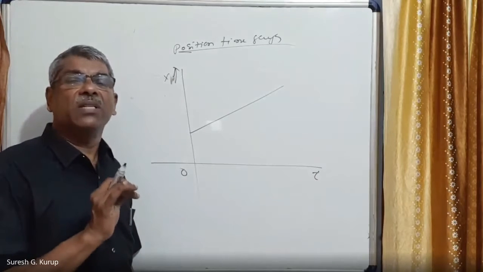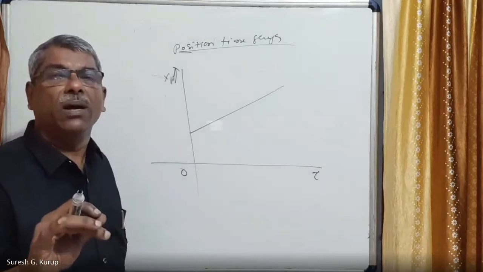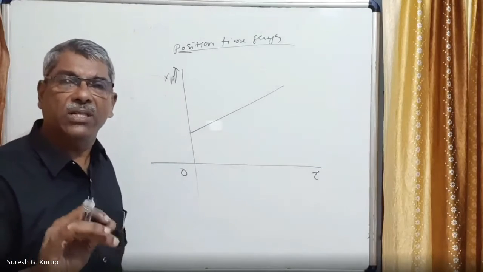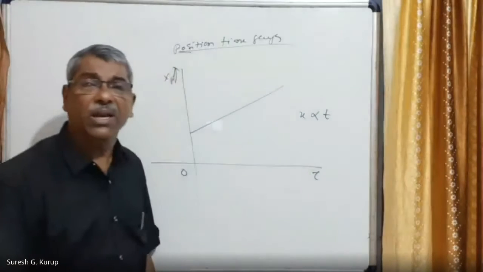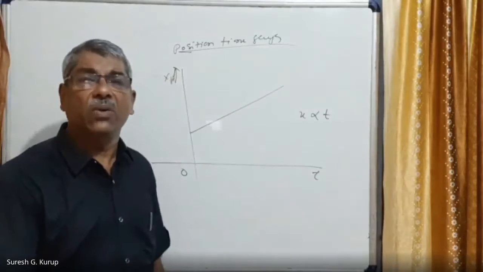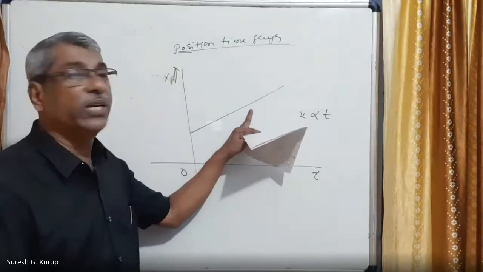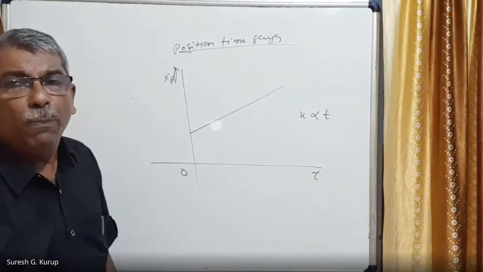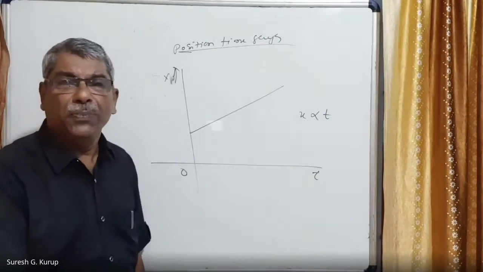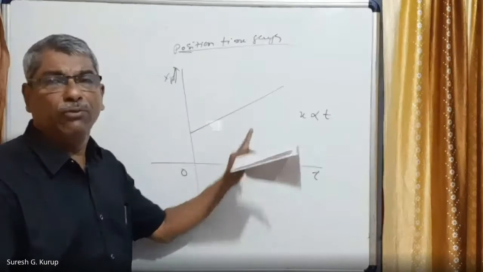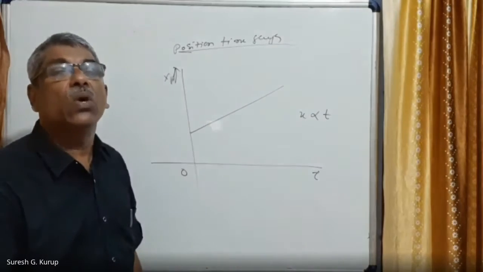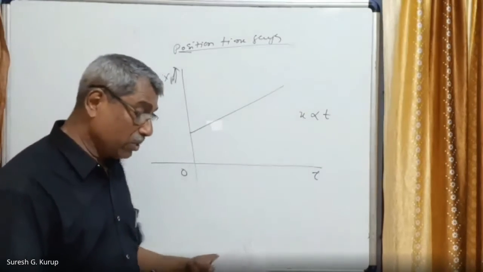Why? Because it travels equal distances in equal durations. Position x is directly proportional to t, and it is equally increasing with equal intervals of time. That is why this is a straight line, right? The slope of the graph of a body which is moving with uniform velocity is called the velocity of the body. So this is a very important thing, right?